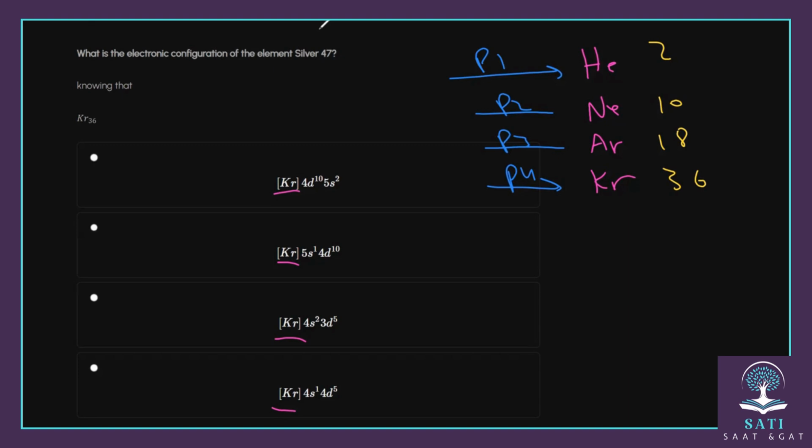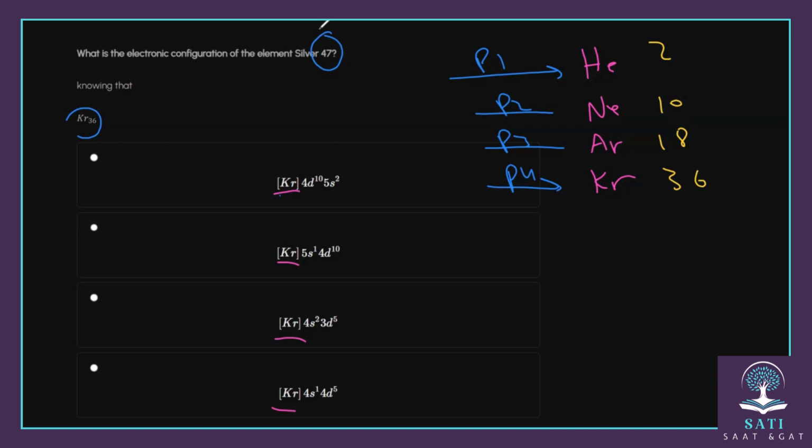Good. Here now, they gave me silver is 47, and they gave me krypton 36. That means krypton is the noble gas that is exactly before 47 of silver. Good. So when we use krypton here, as you see, the traces used krypton. So if they use krypton, that means the 4th period has been finished.